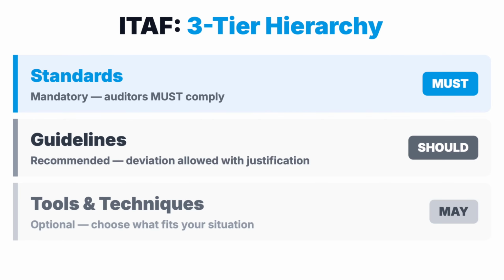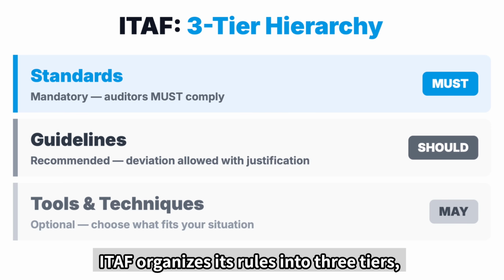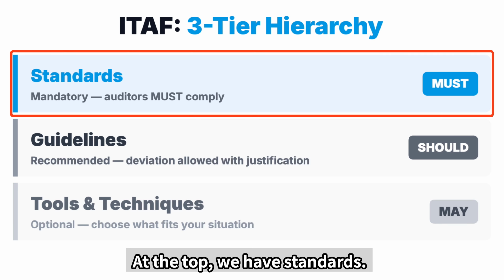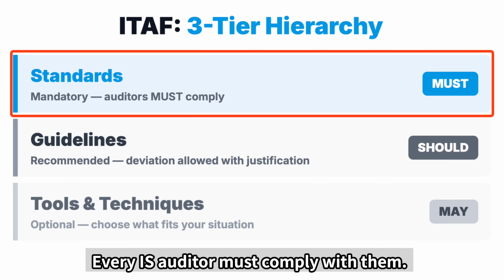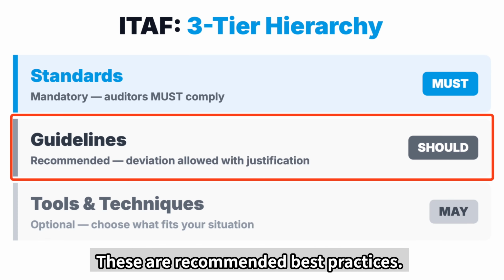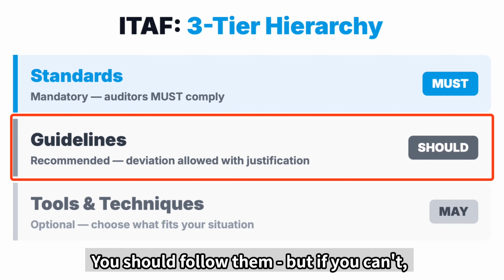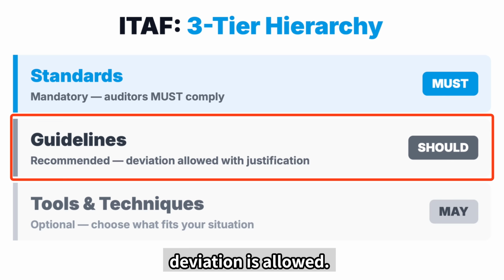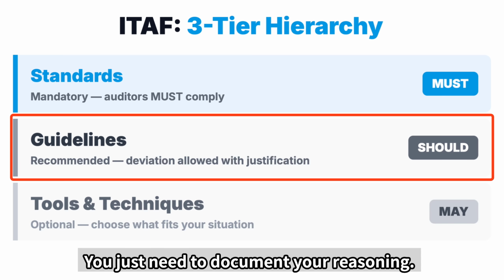ITAF 3-tier hierarchy. ITAF organizes its rules into 3 tiers, and it's really important to understand the difference between them. At the top, we have standards. These are mandatory. Every IS auditor must comply with them. No exceptions. In the middle, we have guidelines. These are recommended best practices. You should follow them. But if you can't, or if there's a better way to do it, deviation is allowed. You just need to document your reasoning.